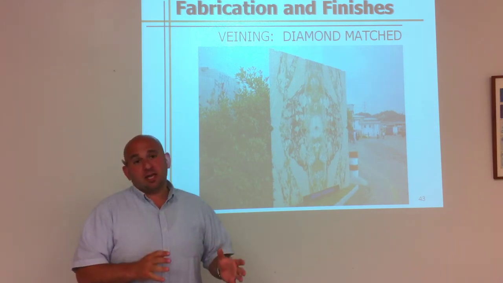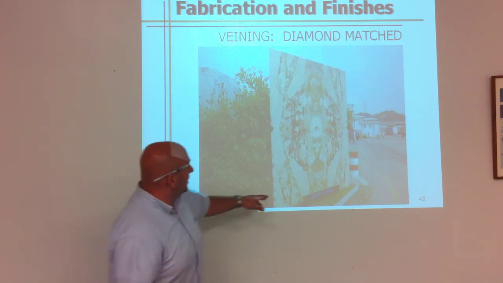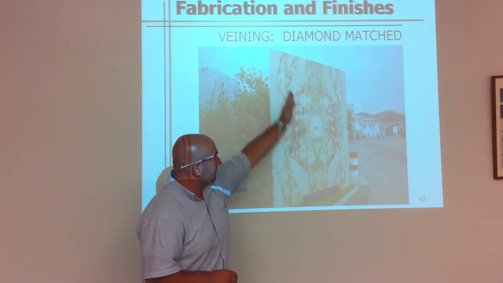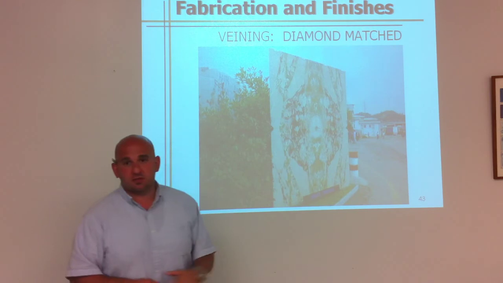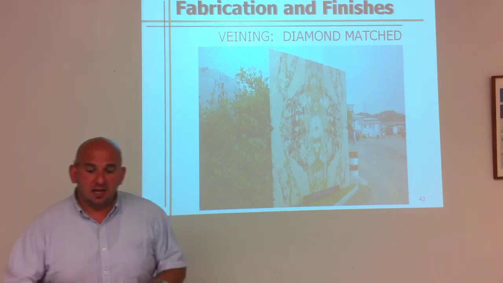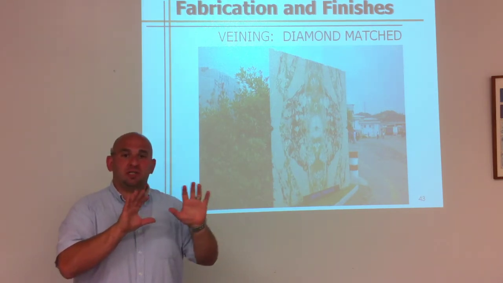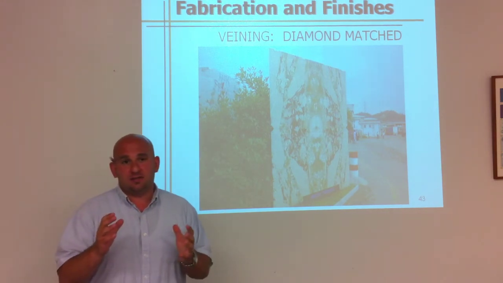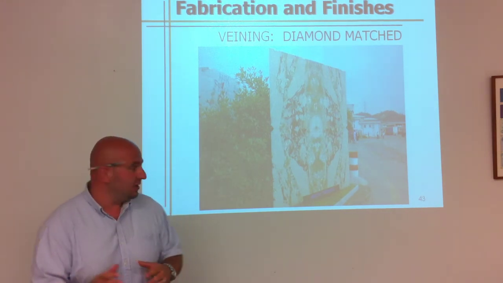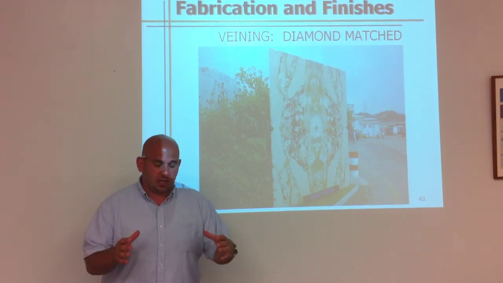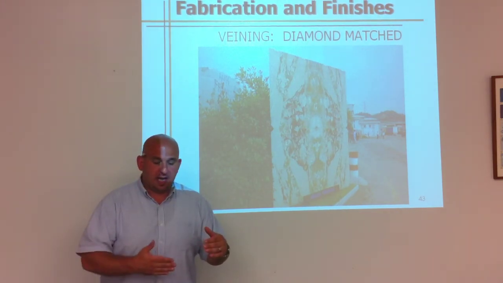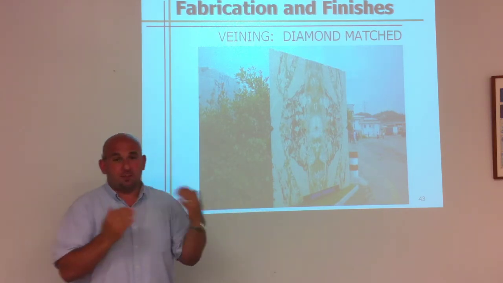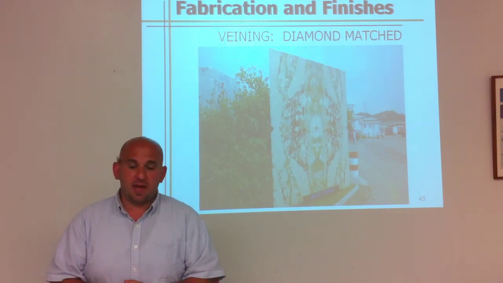Getting into some of the fabrication and finishes. If you look here, this design, this material, this is actually 4 slabs. If you slice it down the middle, top to bottom, and slice it in the middle, side to side, it's actually 4 slabs, and when put together, make this pattern, and this type of veining is called diamond matched. And basically what they do is they're cutting this small block in half, they fold it open, cut it in half again, and fold it open again, almost like a book. And hence you have this type of pattern.